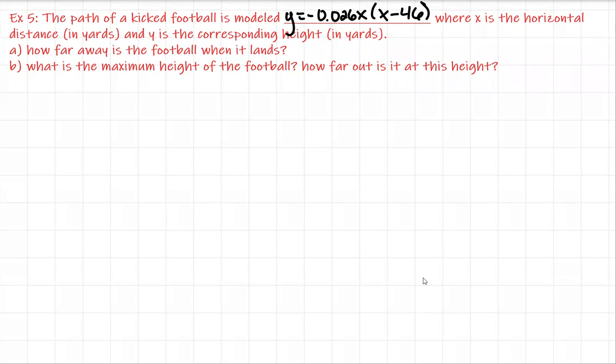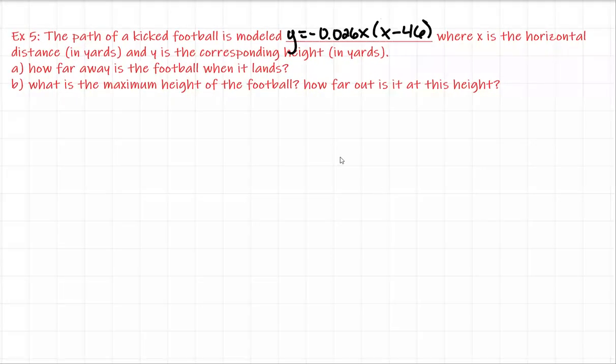The path of a kicked football is modeled by this equation. So we have, sorry, I can't see it. y is equal to negative 0.026x times (x minus 46), where x is the horizontal distance in yards, and y is the corresponding height. How far away is the football when it lands? Okay, well, same thing, we can model the situation kind of roughly.